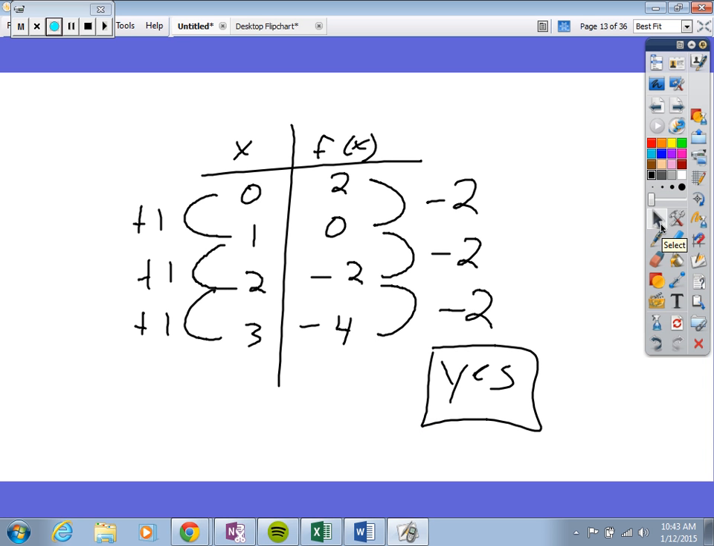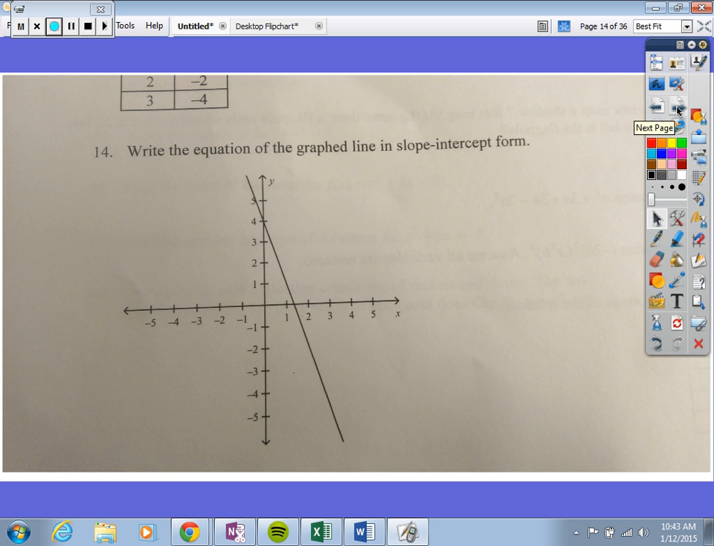So let's go on to problem number 14. Problem number 14 might be a little dark, but it says write the equation of the graph line in slope-intercept form. So let's remind ourselves that slope-intercept form is y equals mx plus b. Let's first start off by finding b. b is also my y-intercept, which means that's where I cross the y-axis.